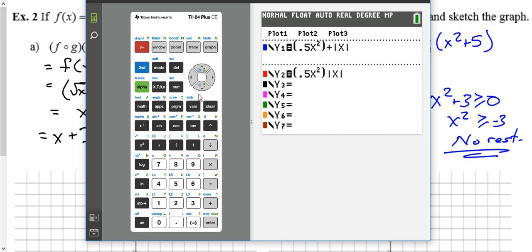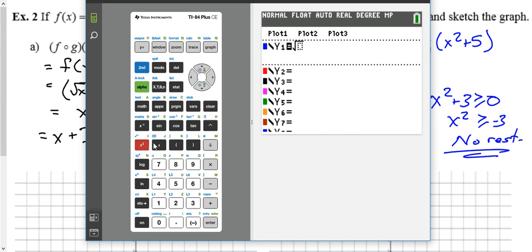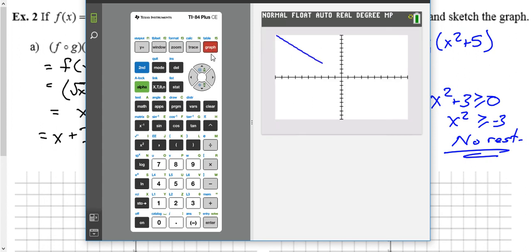So here on my graphing calculator, I'm just going to clear off some old stuff there. I'm going to go square root of our equation, which was x squared plus 3, and graph this function. And there we go. So this is our function. There should be no restriction on it. Our domain is going to be everything.